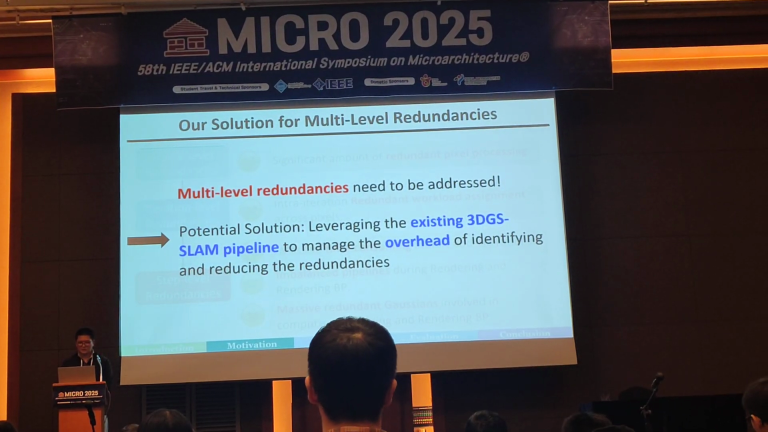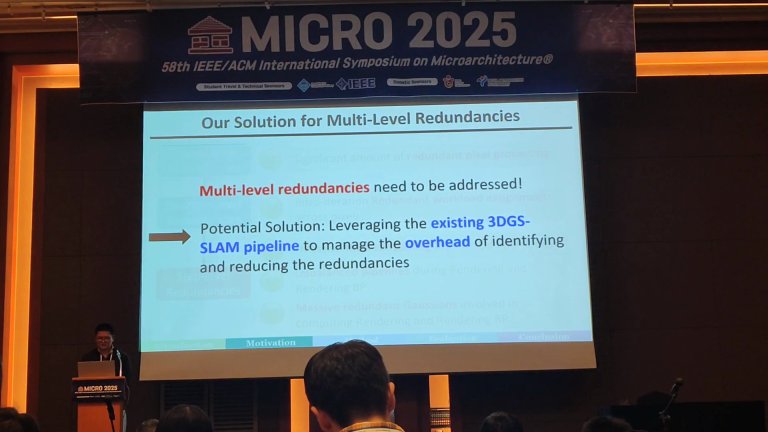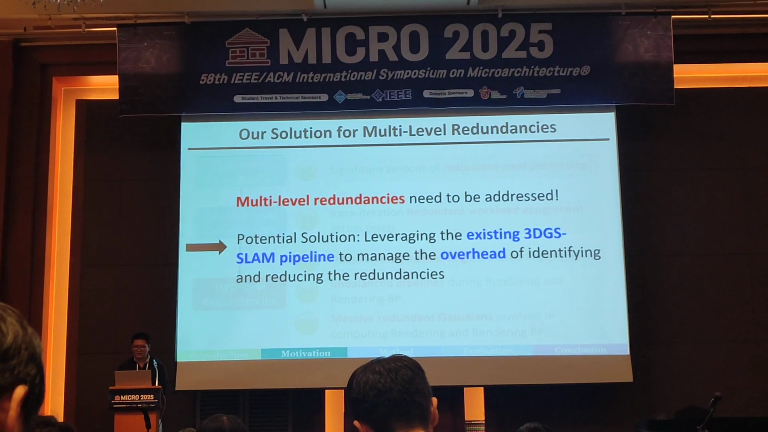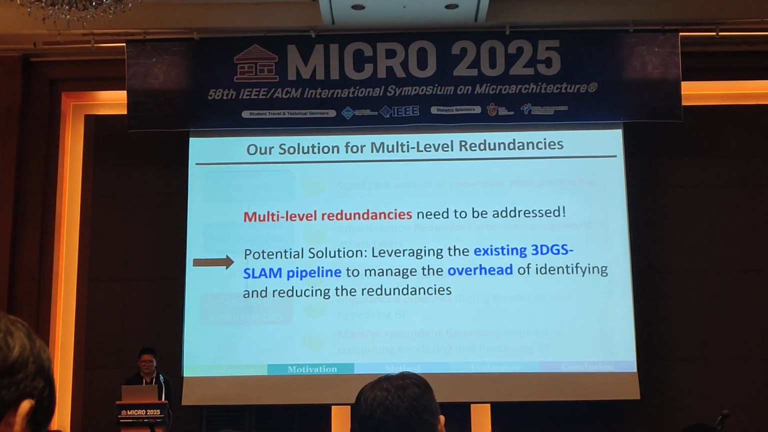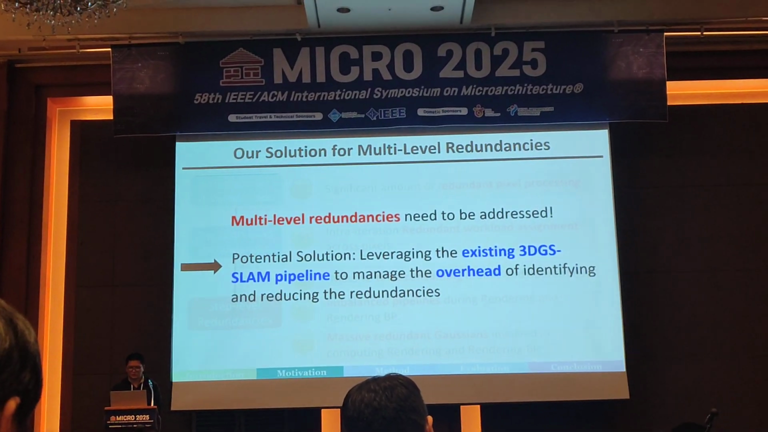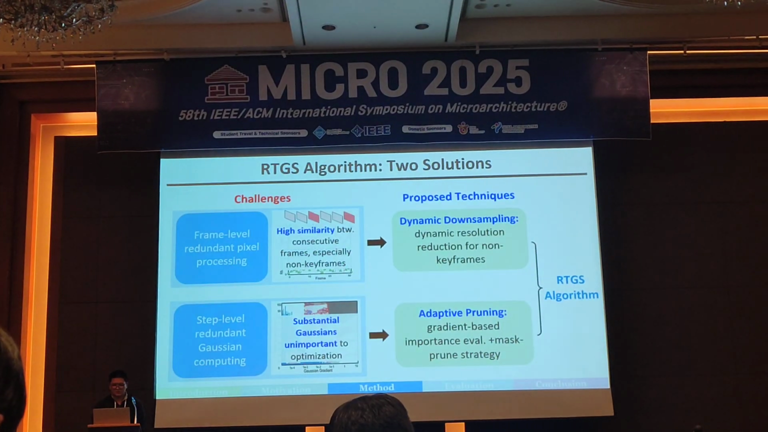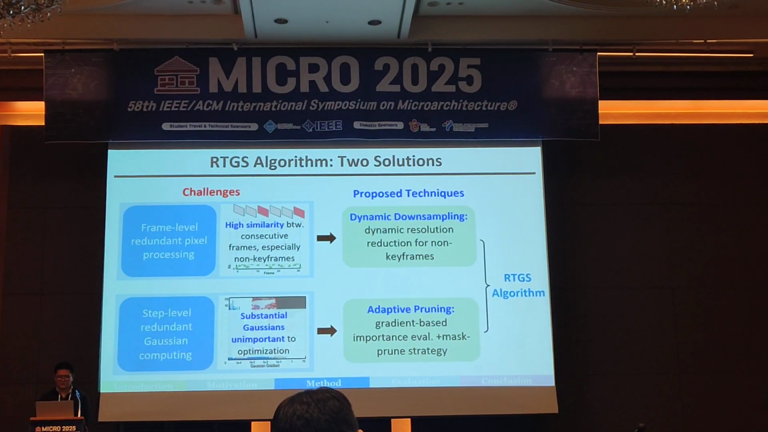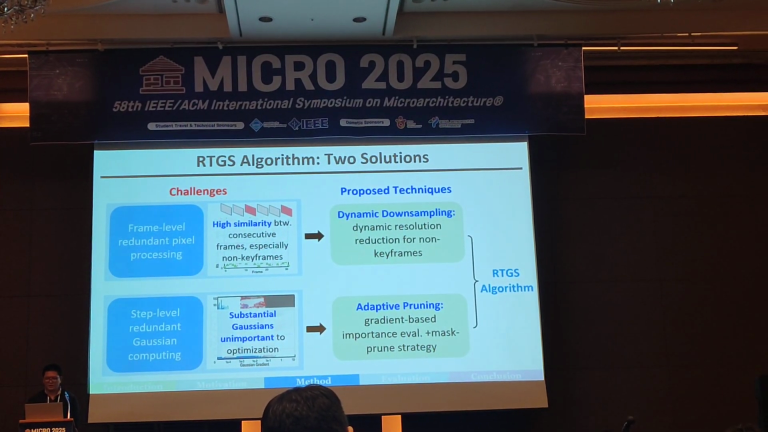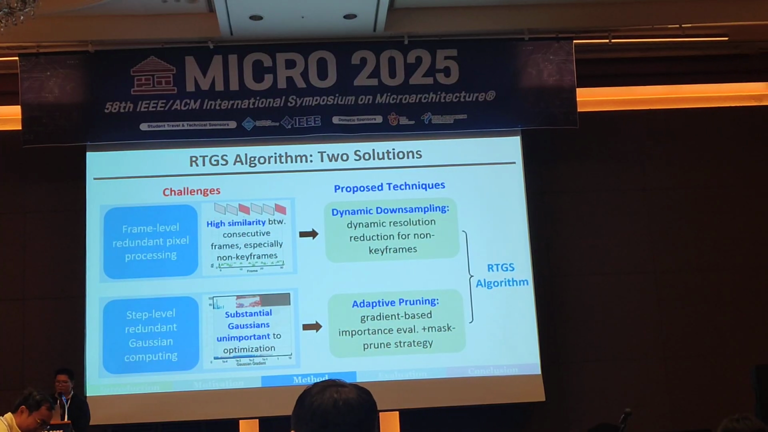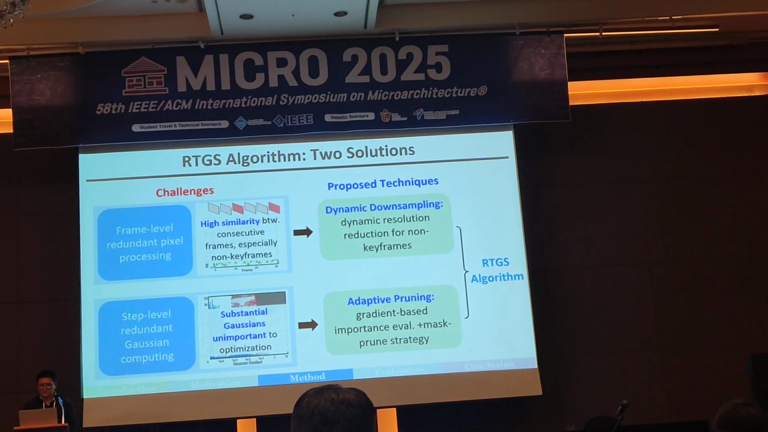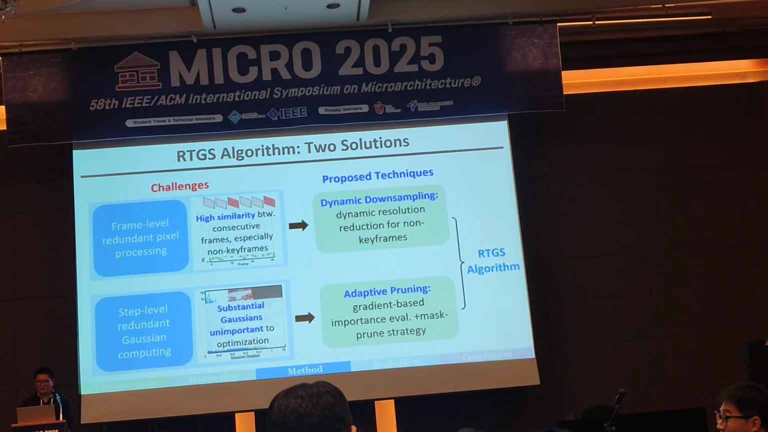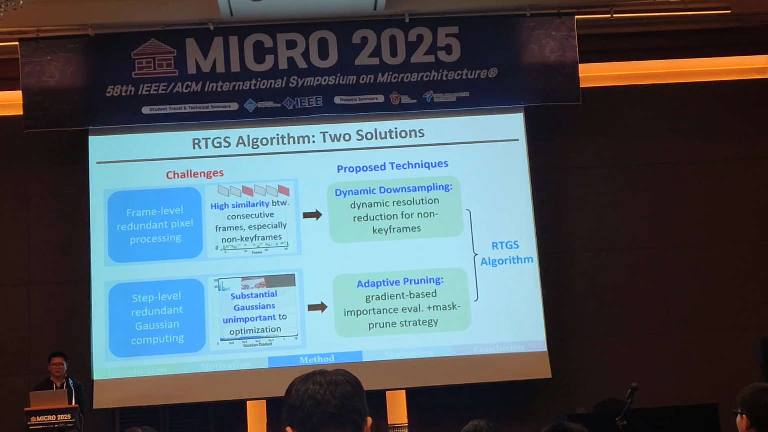A potential solution is to leverage the existing 3D Gaussian splatting pipeline to efficiently manage the overhead and reduce this redundancy. This allows us to eliminate the redundancy without introducing additional overhead. At the frame level, to address redundant pixel processing, we introduce dynamic downsampling, a method that dynamically reduces the resolution for non-keyframes. To tackle step-level redundant Gaussian computing, we propose adaptive pruning, which combines gradient-based importance evaluation with a masked pruning strategy.